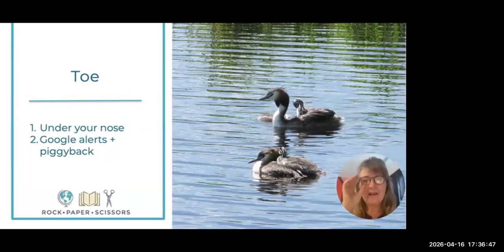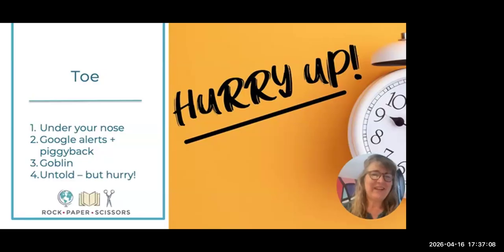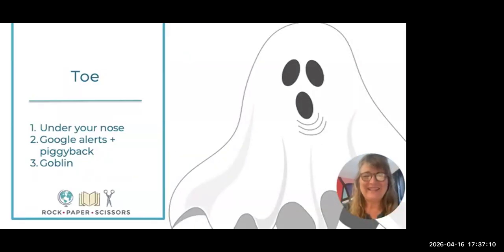We're looking at four tools under your toes, things that are really, really simple and not going to take a lot of time. We've got things that are under your nose, right? Tools you're already using, and seeing if they have an AI function in them. Then using Google Alerts, and then piggybacking those with another tool. And then Goblin. Has anybody used Goblin?